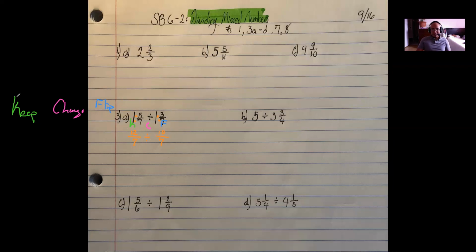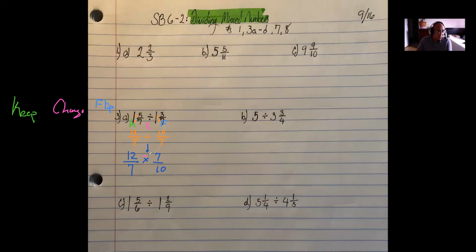Another way to remember that would be Kentucky Fried Chicken. Whatever you need to remember that order. Keep, change, flip. KCF, KCF. So let's go ahead and do this. We're going to keep the 12 sevenths exactly the same, change the division to multiplication, and then flip 10 sevenths into its reciprocal, which is 7 tenths. Now, ladies and gentlemen, I am ready to multiply.